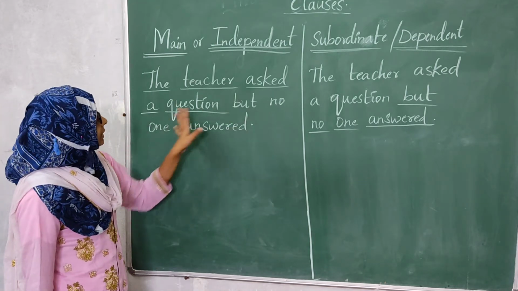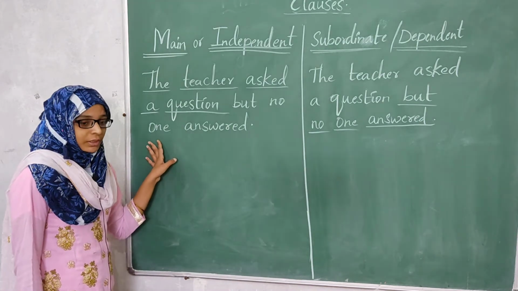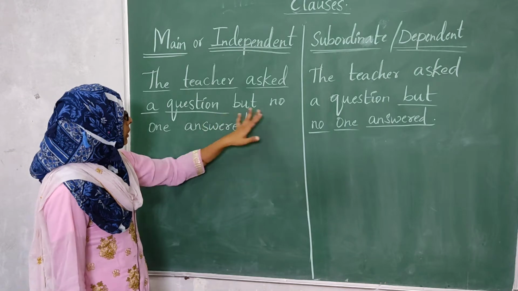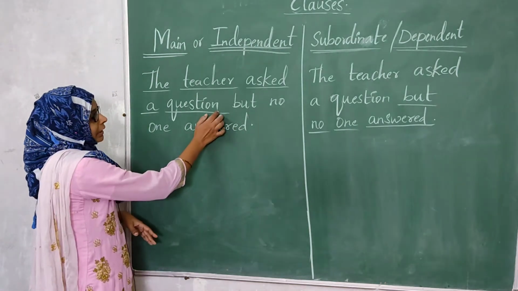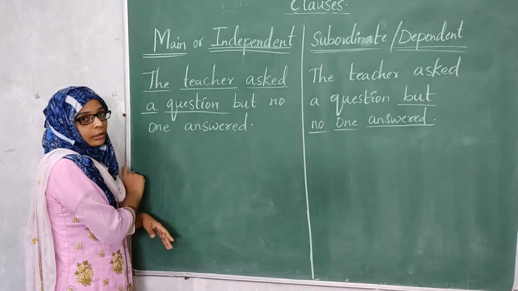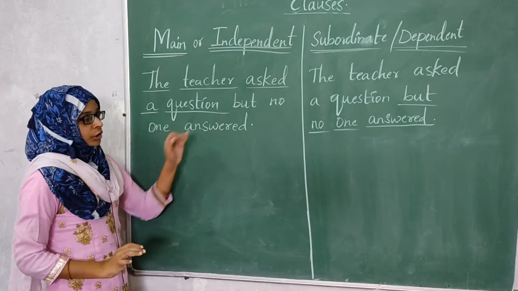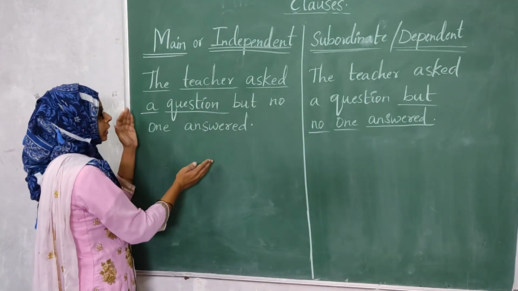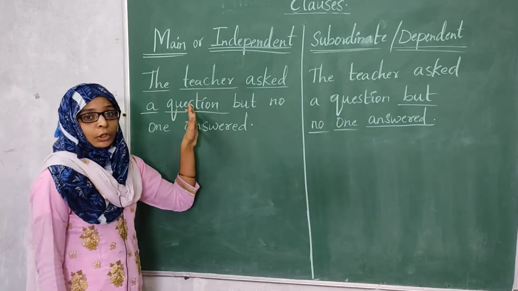The teacher asked a question but no one answered. Observe this sentence, children. The teacher asked a question but no one answered. Let us consider only the underlined part of the sentence here. What is the underlined part here? The teacher asked a question. Let us not have a look at this part, okay? Let us consider only this part of the sentence. The teacher asked a question.